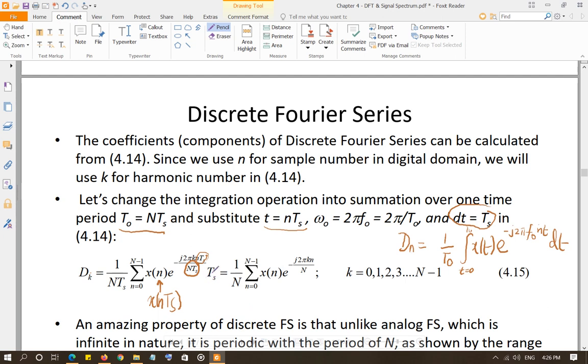All right, and then of course dt is TS. So this TS is going to be cancelled out by this TS. This TS is going to be cancelled out by this TS. So you're going to get 1 over n summation from 0 to n minus 1 x of n e to the power negative j 2 pi k n over n. And this is the discrete Fourier series right here. Discrete Fourier series. Again, observe, it's a complex quantity.